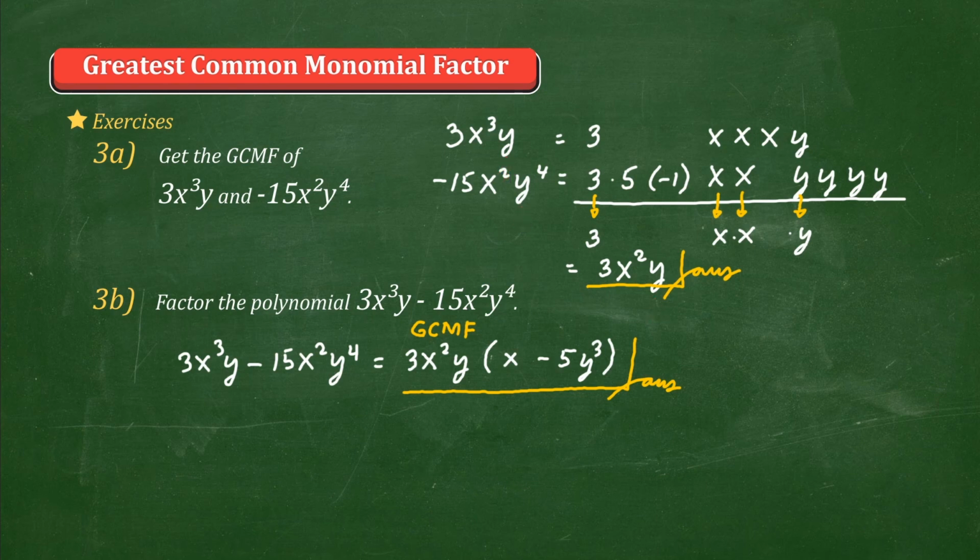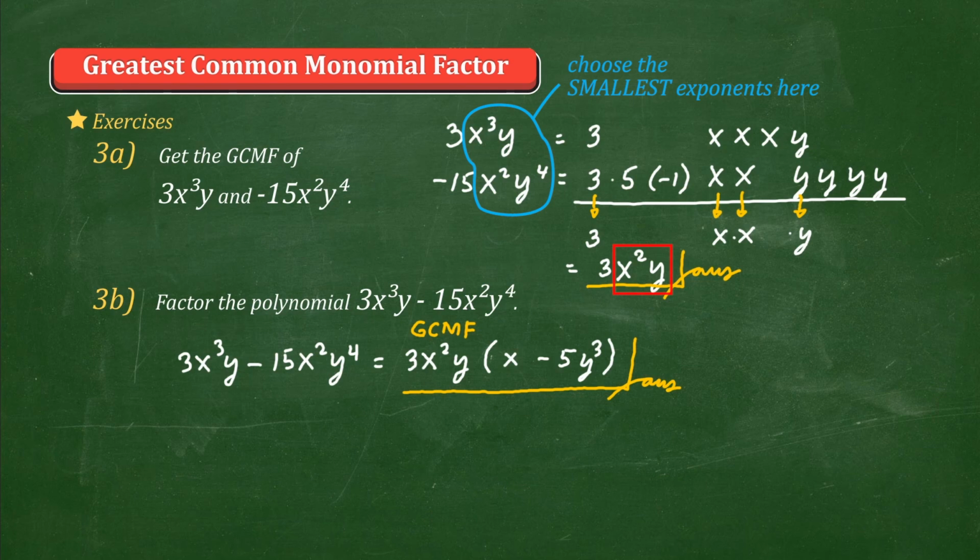Notice that the exponents of the variables in our GCMF is equal to the smaller exponent between the same variables. Meaning, when you look at the variable x here, the smaller exponent is 2, therefore the GCMF is x squared. Also, when you look at the variables y here, the smaller exponent is 1. Therefore, the GCMF is just y, with 1 as the exponent. Thus, there's really no need to expand the variables. Simply choose the smallest exponent of the variable.